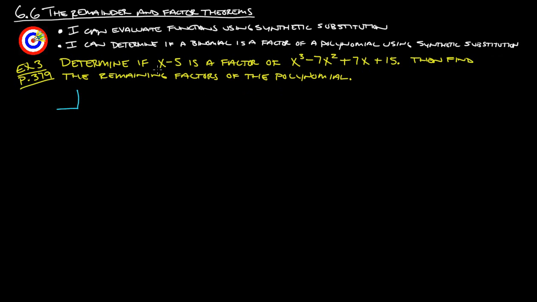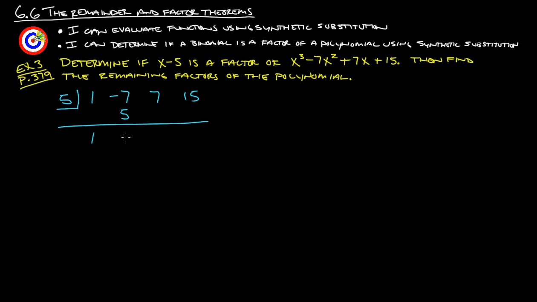So what we're going to want to do here is set this equal to 0 like we've been doing with our synthetic division. So we're going to put 5 in the box because 5 minus 5 gives us 0. And then we're going to bring all our coefficients down. 1x cubed, we got cubed, squared, first power, zero power, or constant. So we don't need to put any zeros in there. So there's negative 7, positive 7, 15. Draw our line, bring our 1 down.